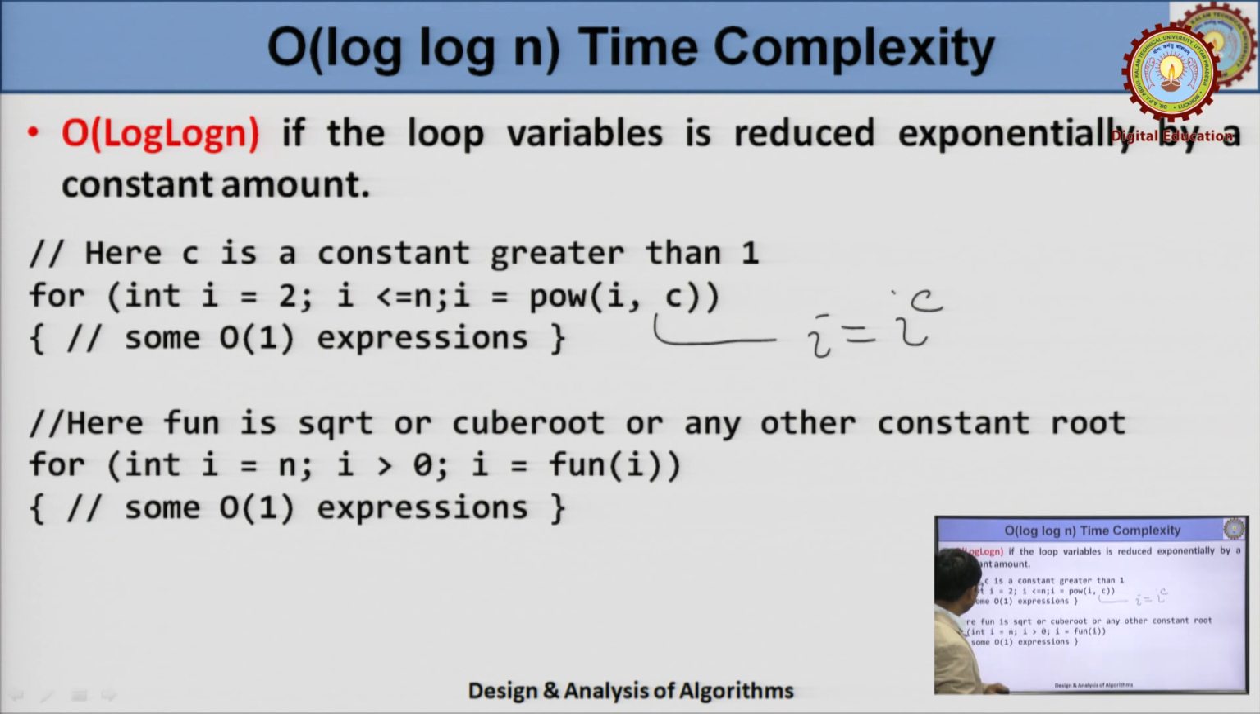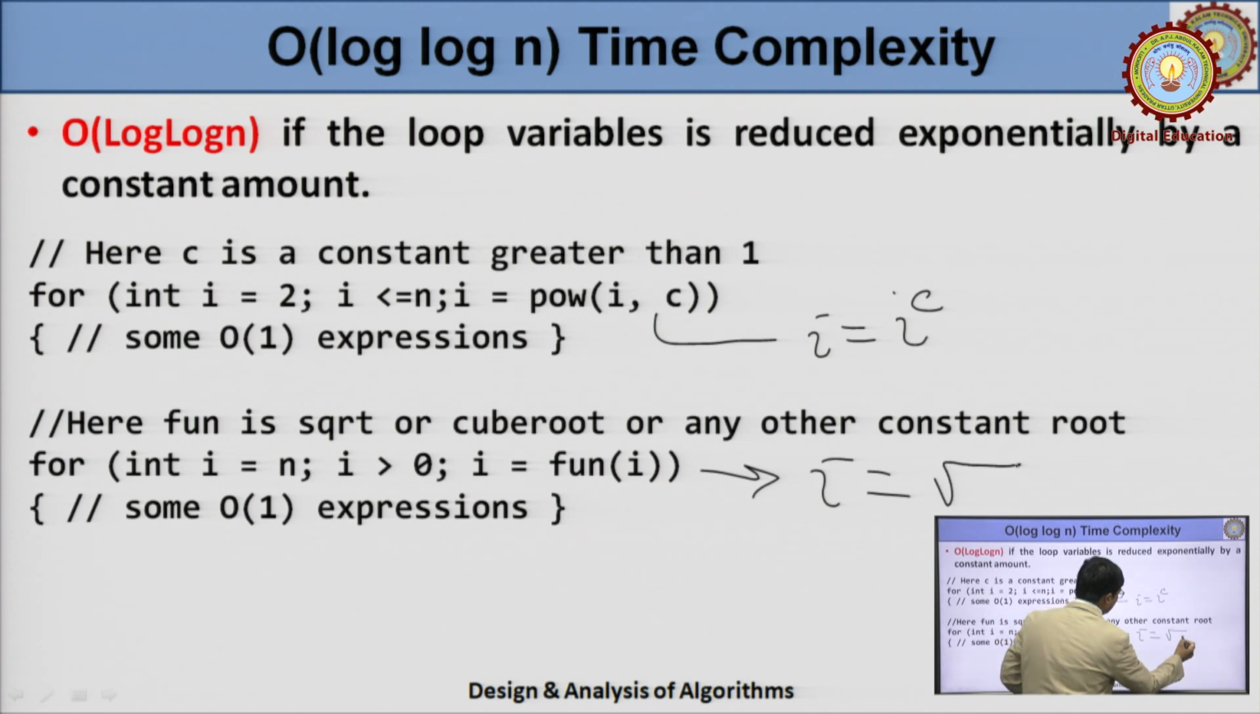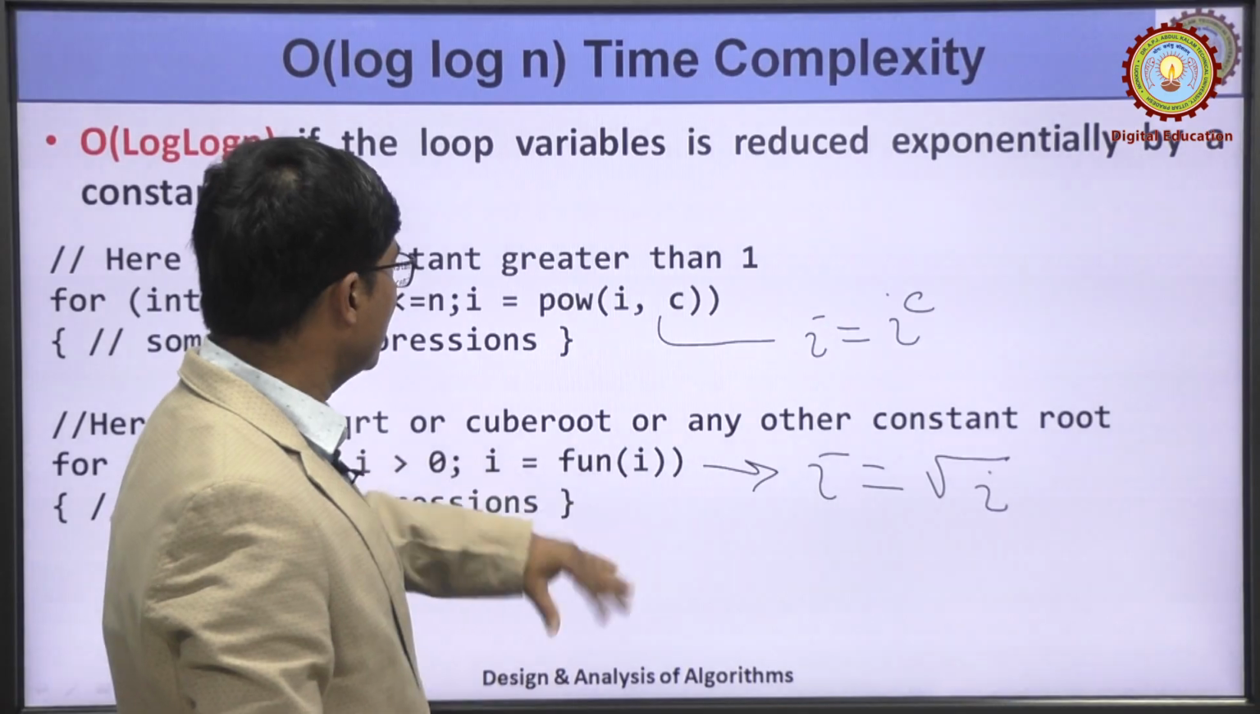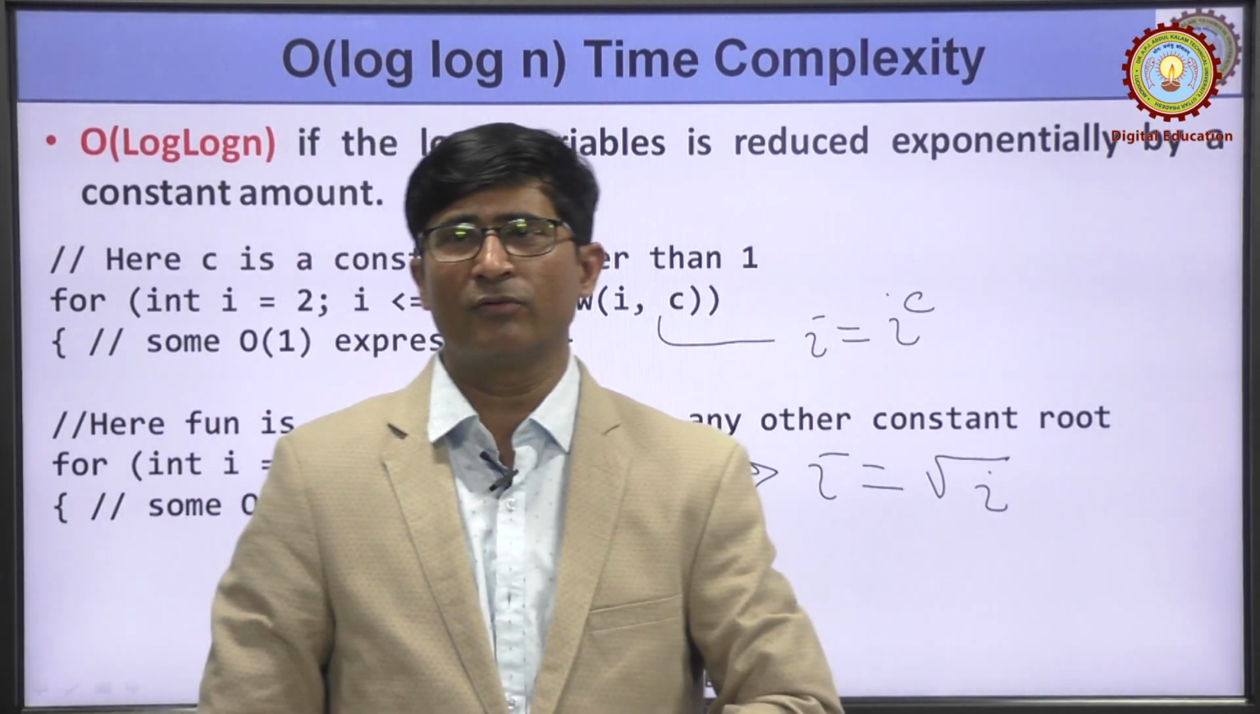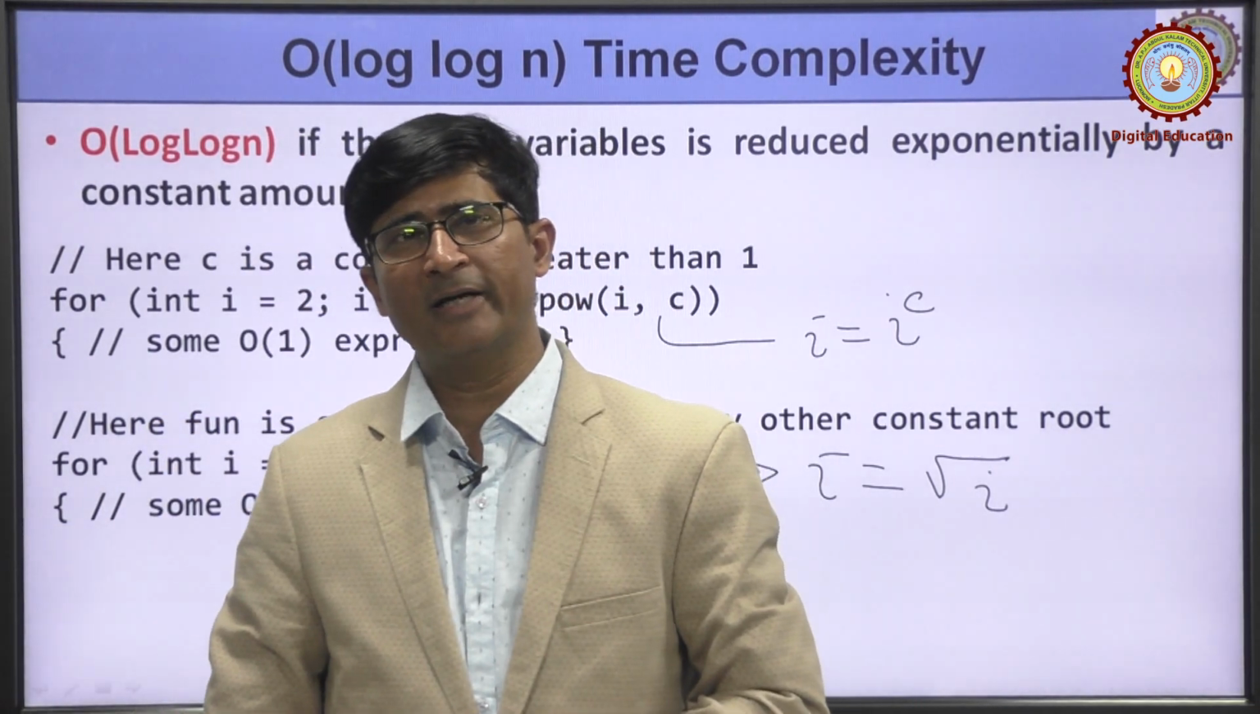Another form of it is, like in the second case, this i is reduced by a factor of root of i. So, in both the cases, if such cases occur, we can always put them into the category of order of log log n time complexity.